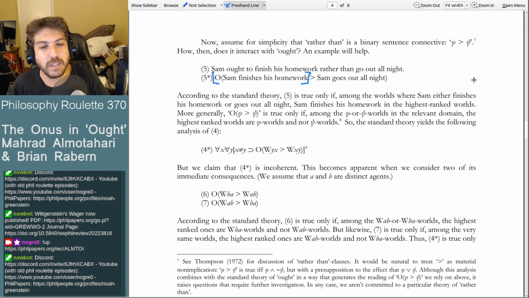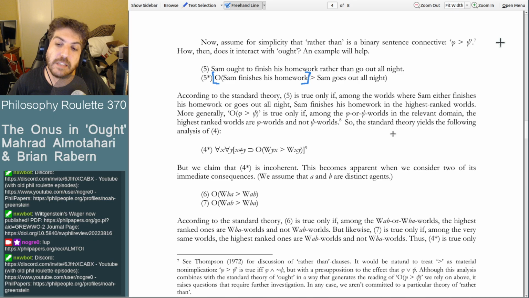So according to standard theory, 5 is true only if among the worlds where Sam either finishes his homework or goes out all night, Sam finishes his homework is in the highest ranked worlds. More generally, phi is greater than psi is true if and only if among the phi or psi worlds in the relevant domain, the highest ranked worlds are phi worlds, not psi worlds.